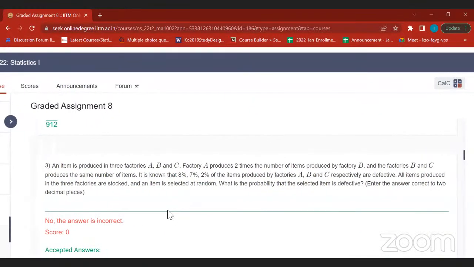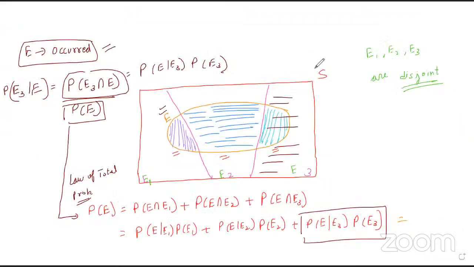See, an item is produced in 3 factories: A, B, and C. That's all I know. So suppose my sample space is all the items. I can split it into 3 parts. Let E1 be those which are produced by A, E2 those which are produced by B, and E3 those which are produced by C. We can consider it like this, 3 partitions of my sample space.